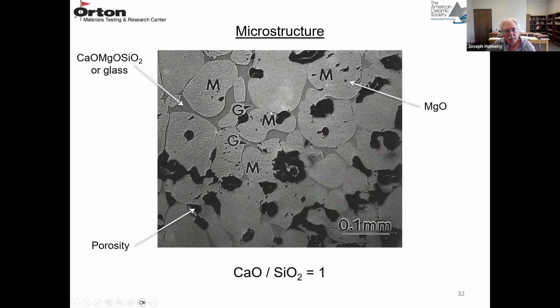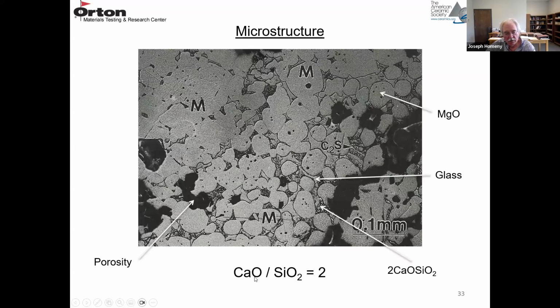You can see some direct bonding right here, two crystals in contact, but then you can also see this low melting phase or glass separating the MgO crystals. So the scale here is 0.1 millimeters. So these crystals are about 0.1 millimeters in diameter.